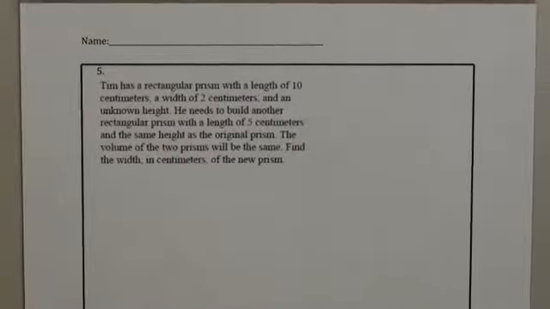Okay, let's turn this sheet over. Get into some more involved problems now. Put your name on the top. Tim has a rectangular prism with a length of 10 centimeters, a width of 2 centimeters, and an unknown height.